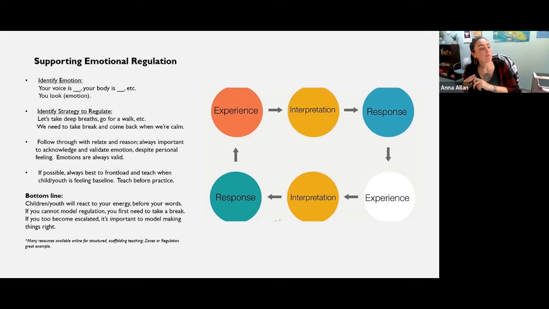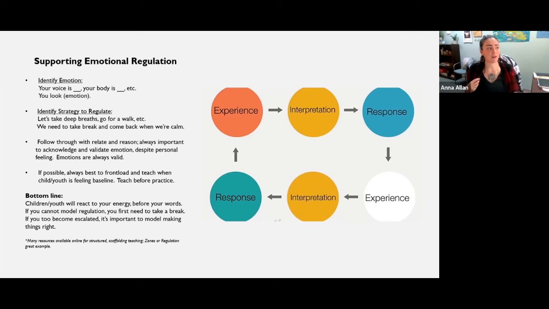So looking at supporting emotional regulation, it's first important with our kiddos, like I had mentioned earlier, to identify emotion. Your voice is really loud, or your body is shut down, or your body looks really angry, or you look really upset, right? And that's helping develop that emotional capacity or emotional intelligence. I'm going to reflect back to you the emotion that I'm seeing you play out. And this is why I feel that you're feeling that emotion, because your body looks like this, your voice sounds like this, you're saying this.